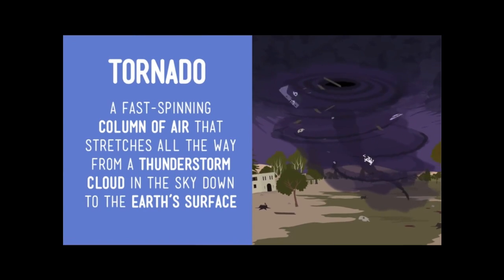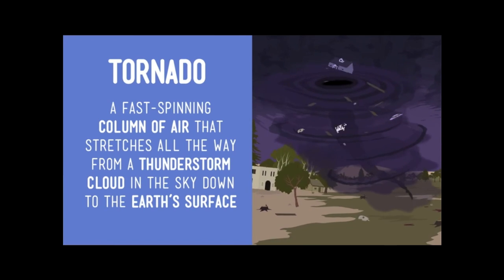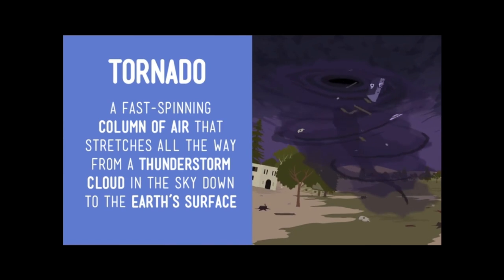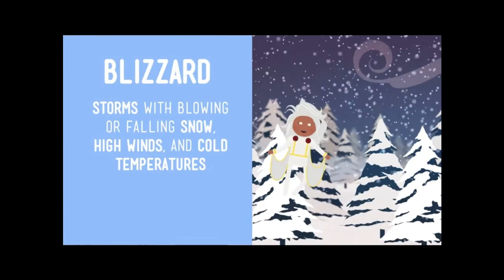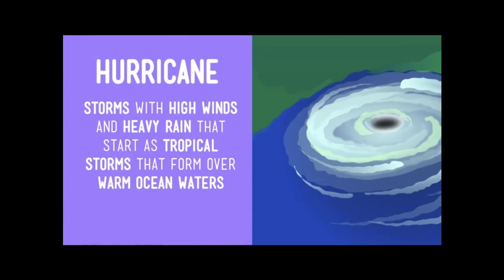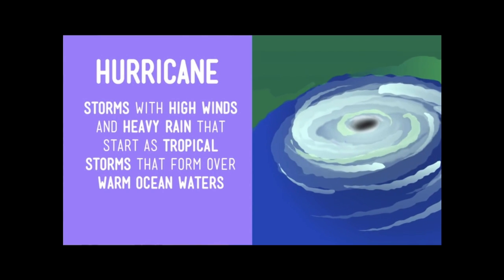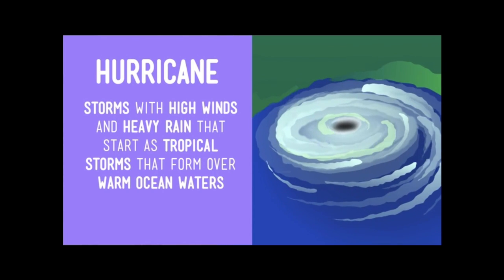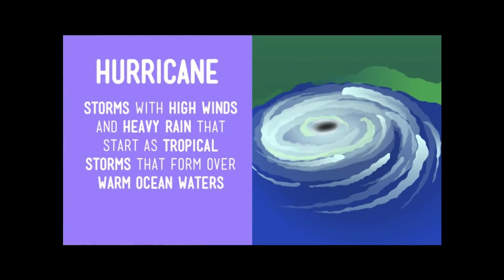Let's start with tornadoes. A tornado is a fast-spinning column of air that stretches all the way from a thunderstorm cloud down to the Earth's surface. With wind speeds of up to over 300 kilometers an hour, tornadoes have the power to pick up and destroy everything in their path. While not quite as windy as a tornado, blizzards are storms with blowing or falling snow, high winds of their own, and cold temperatures. Hurricanes, or typhoons, are storms with high winds and heavy rain that start over warm ocean waters and bring lots of water with them. Speaking of lots of water, let's talk flooding.